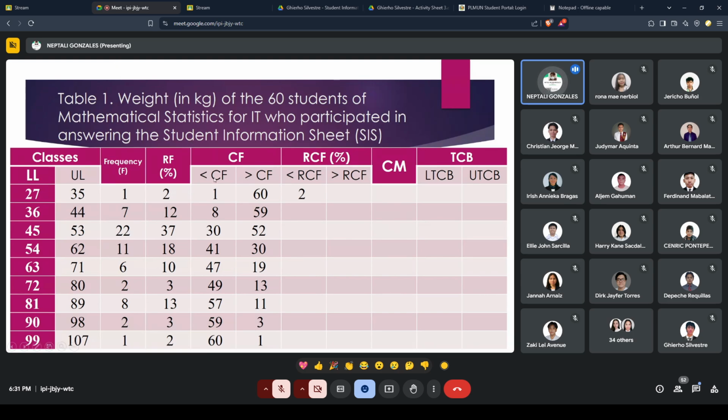So meaning this all less than CF will be converted into the percentage. So same principle, 1 divided by 60, because that is the number of observations, times 100, that is 2%. So same here, 8 divided by 60 times 100, you will have 13%. 30 divided by 60 times 100, that is 50%. So now, what is the less than relative cumulative frequency of this one, of 41?